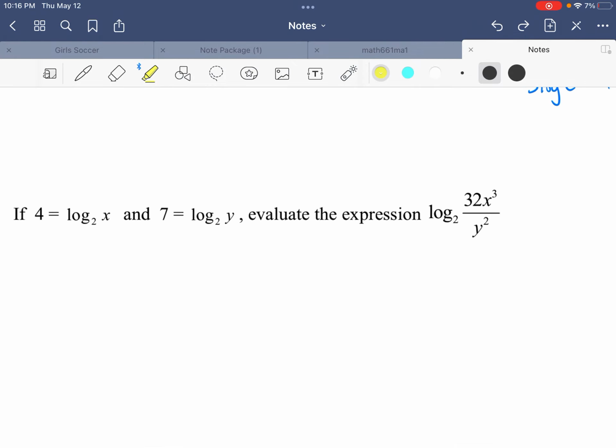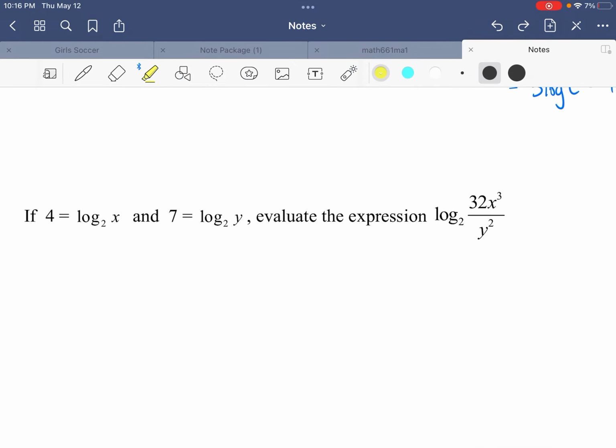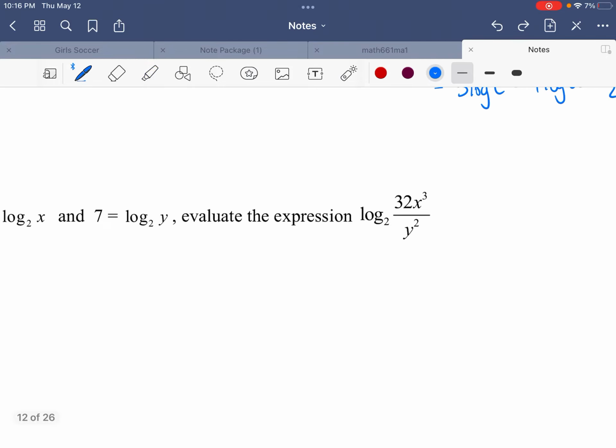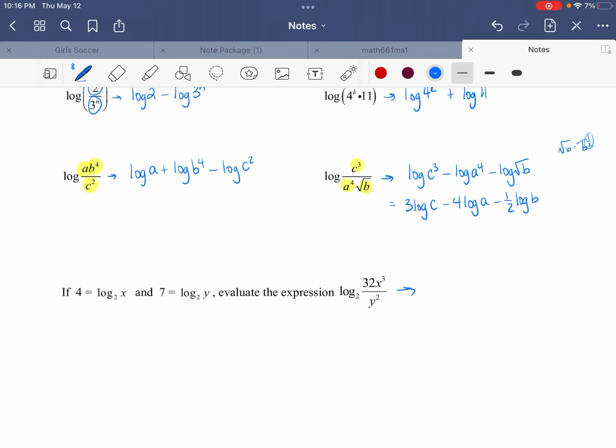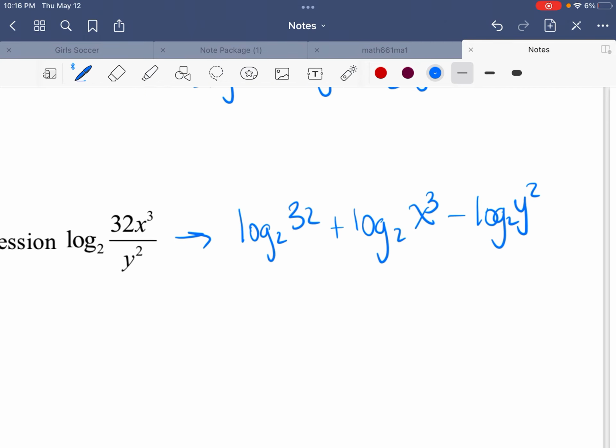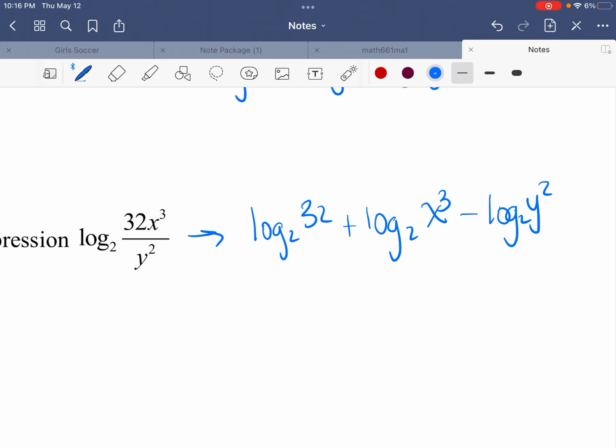All right, so we're going to rearrange and substitute. So let's rearrange this part. So we're going to get log 2 of 32 plus log 2 of x cubed minus log y squared. And that's still base 2. All right, 32.